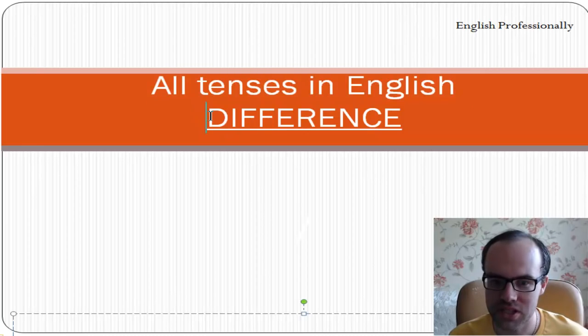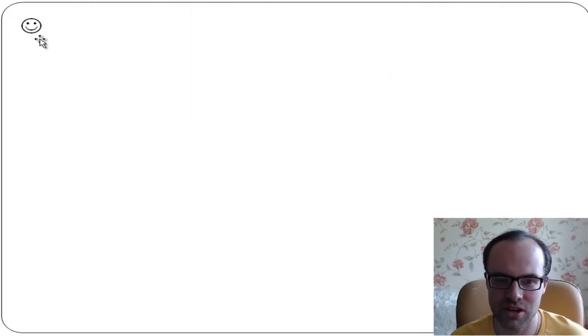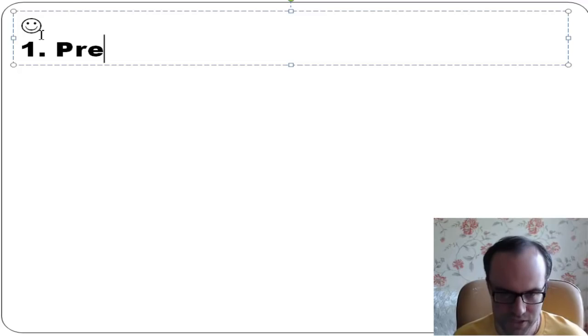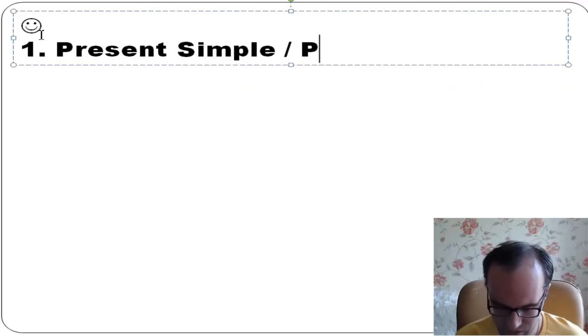So you'll know the difference between all English tenses. It's great. So you know that this course is for you. And let's start with something simple: the difference between present simple and present continuous.